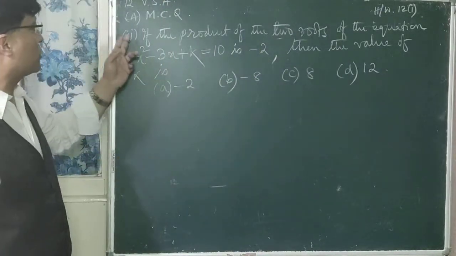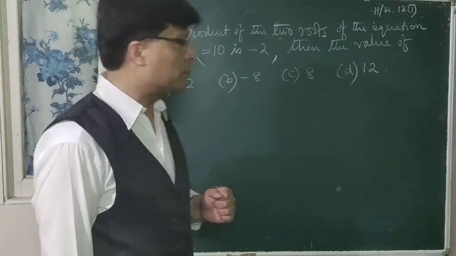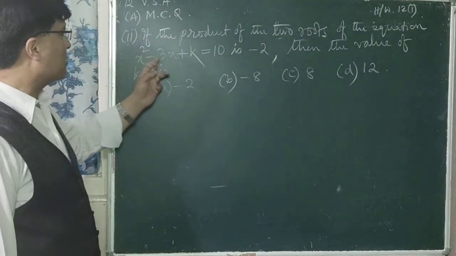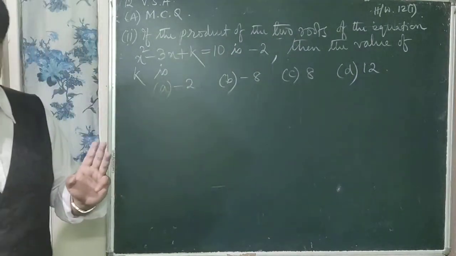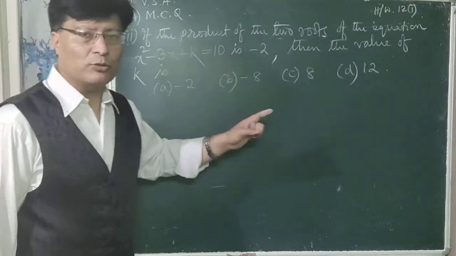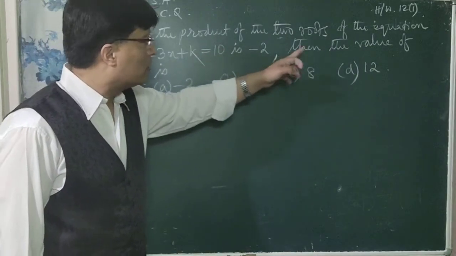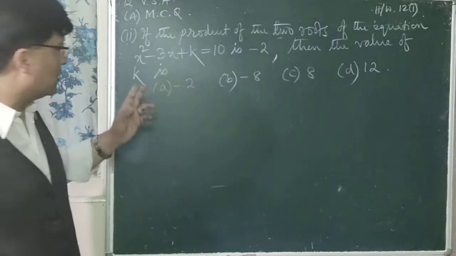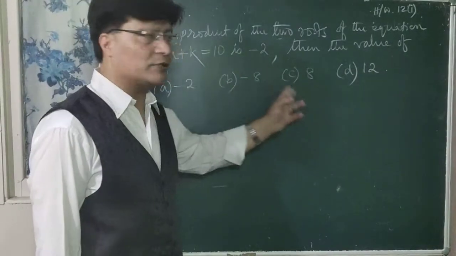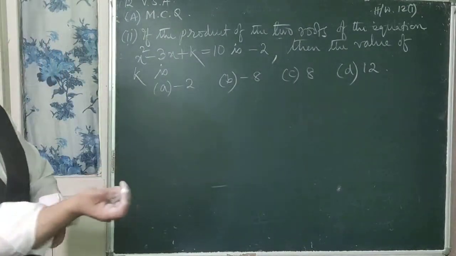Number 2 is: if the product of the two roots of the equation x square minus 3x plus k is equal to 10 is minus 2. Here it is given that the product of the two roots of this given equation is minus 2. Then the value of k is what? You have to check the correct answer. Is it A or B or C or D? Now let us do the solution.